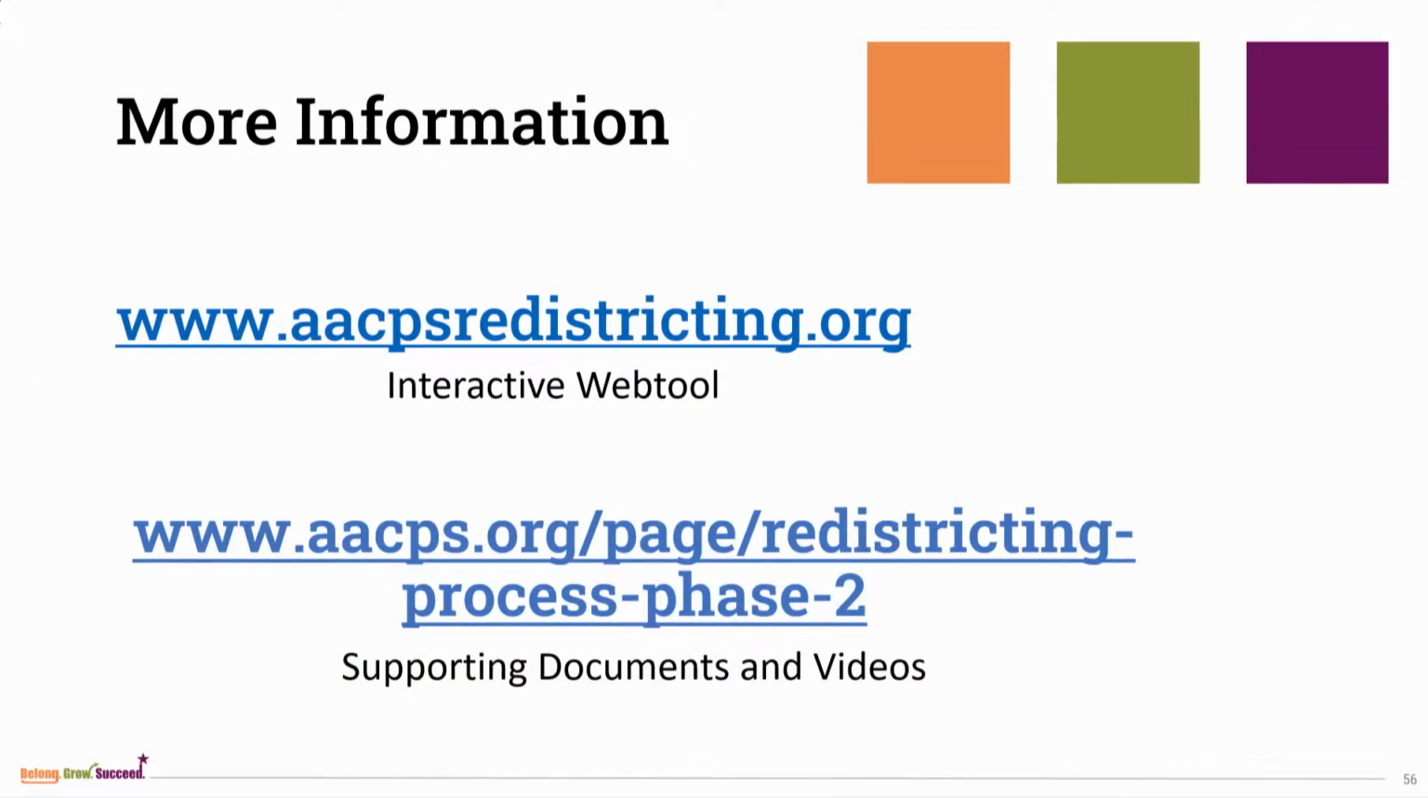More information could be found at the websites listed on the screen. You'll find an updated interactive web tool with all 4 recommendations, as well as the supporting documents and videos from the previous sessions for Phase 2 redistricting. This concludes the briefing at this time.